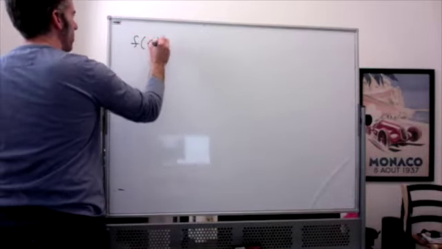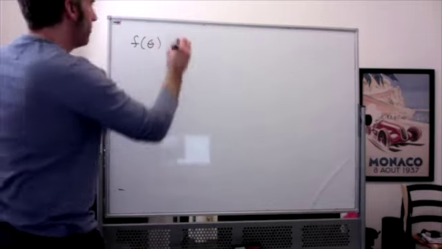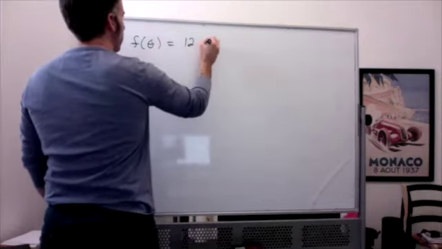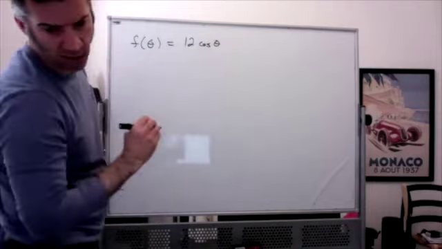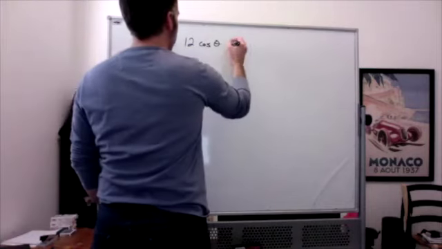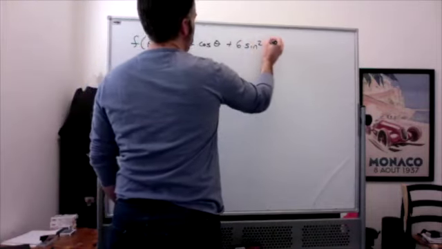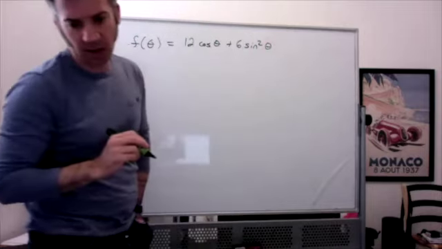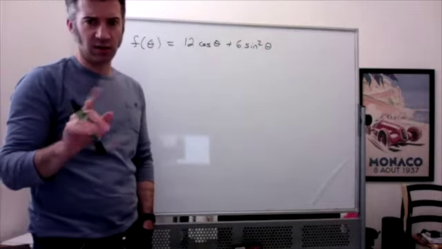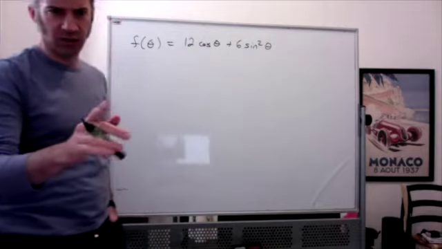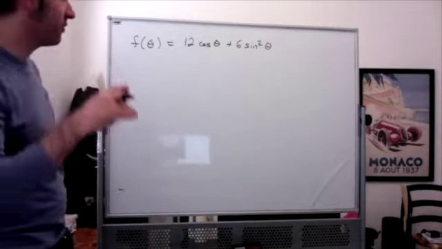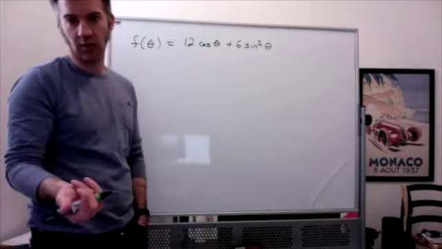So here's the first problem. f(θ) = 12 cos θ + 6 sin² θ. Although this problem isn't exactly the same, it is very similar to the discussion problem that I think Carla posted yesterday. So this definitely has a similar kind of answer, although not quite the same.